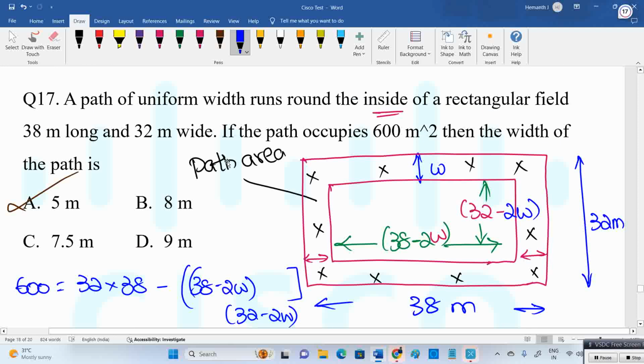Similarly, they may ask regarding a circle also. There is a pool in circular shape, and outside there is a path as well. The path may be outside the circle or inside it. Here also, they may give the path outside, which makes the answer different. Inside area is 38 into 32. Outside area is 32 plus 2x, 38 plus 2x, like that will come. But here the path is inside the field. Sometimes the path outside the field will also be given.